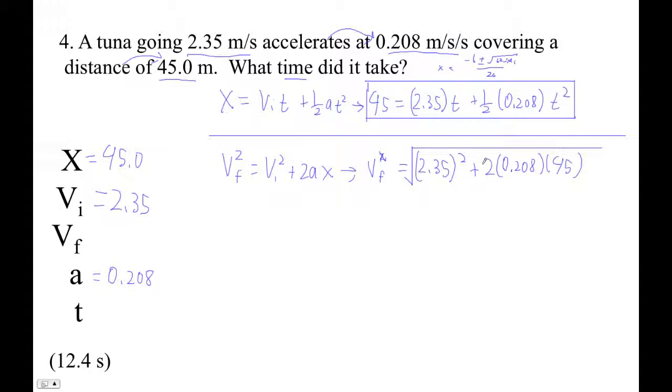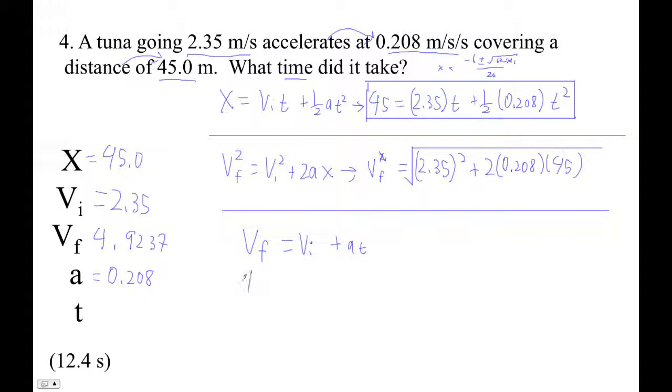I get 4.9237 meters per second, right? No, that's not the answer. We're looking for the time, so let's solve for the time now. Now we're ready. We could choose anything that has t in it. This is my fave: VF equals VI plus AT. That's my favorite, right?